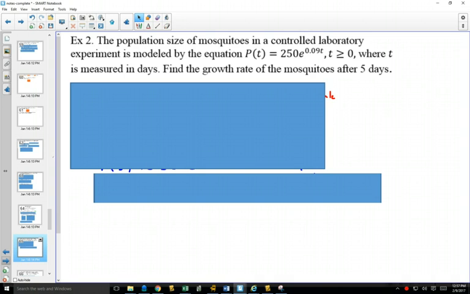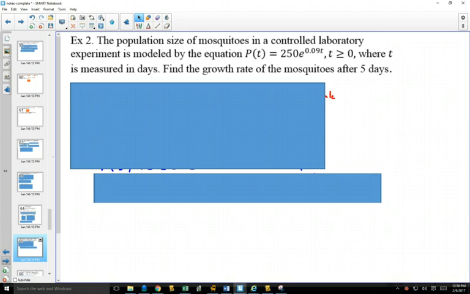I love this example. You can imagine this controlled laboratory somewhere in Winnipeg, just having mosquitoes. And the population is increasing by that exponential function. They have volunteers that just stick their arms into the lab so that the mosquitoes can increase. I'm sure that's what's happening. T is measured in days. We want to find the growth rate. So we want to find out how many mosquitoes per day are being produced after 5 days.